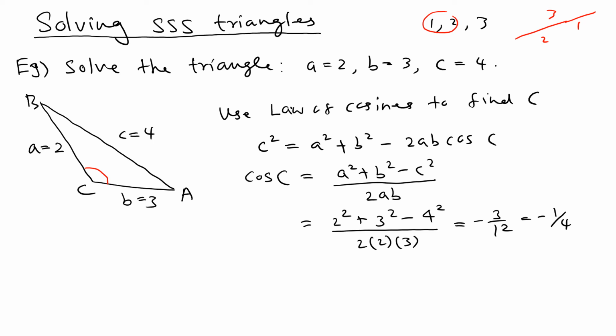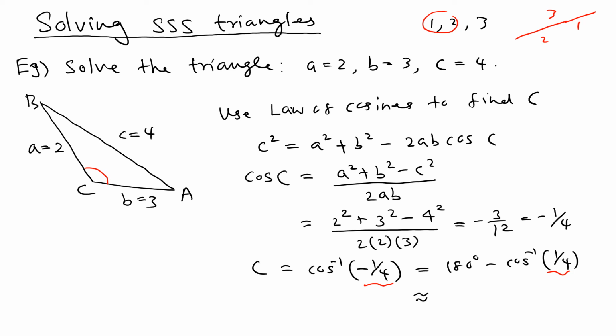Now just take the inverse, we can find C. C is simply cosine inverse of negative 1/4. It's a negative value, that means it's going to be an obtuse angle. So it is simply 180 minus cosine inverse of 1/4. You can do that considering only the positive value, or just use the calculator to get the value. Once you do that, you get approximately 104.48 degrees. So that is the value of C.